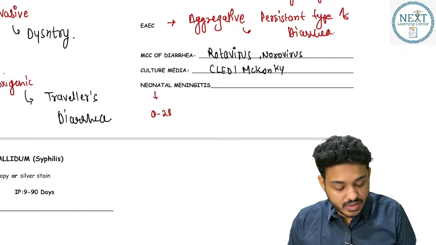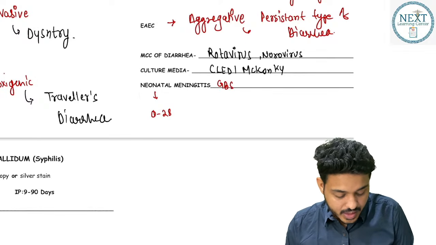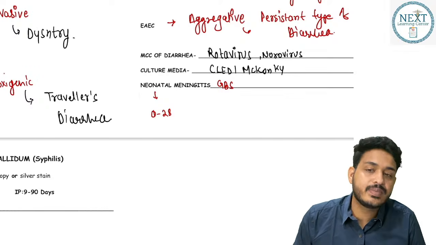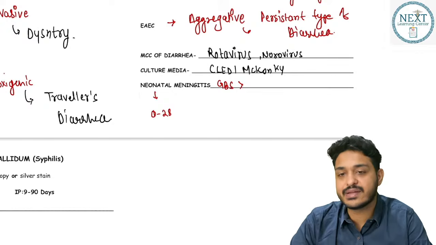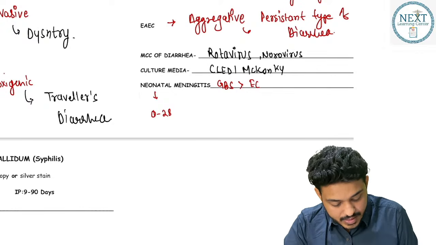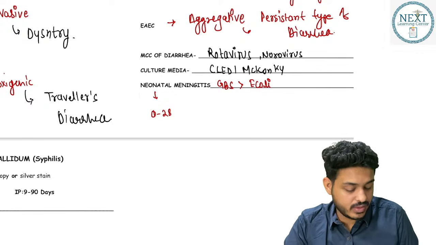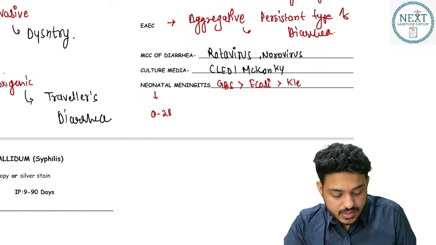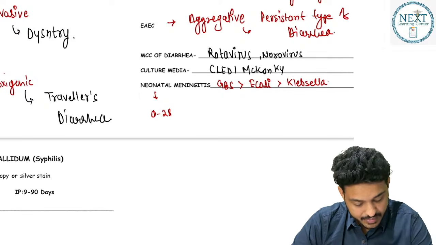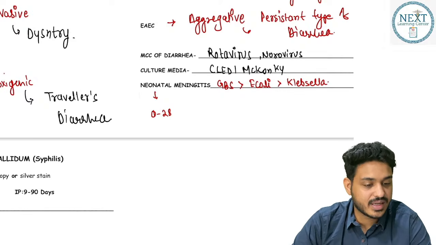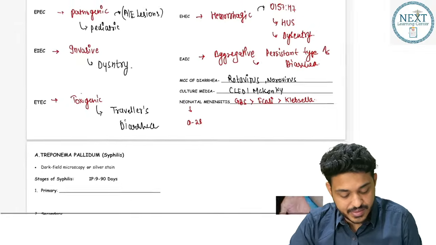So the most common cause for this particular one is going to be what? GBS. This is going to be group B streptococci, right? This is going to be Streptococcus agalactiae, followed by E. coli. Most common cause is followed by E. coli, followed by Klebsiella. So these 3 important causes you can remember: group B streptococcus, you can have E. coli, you can have what? Klebsiella, right? We need to start the treatment first, right?